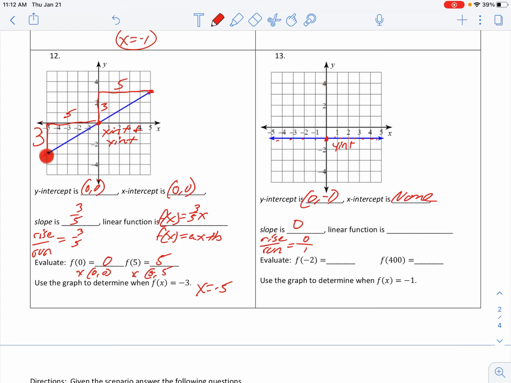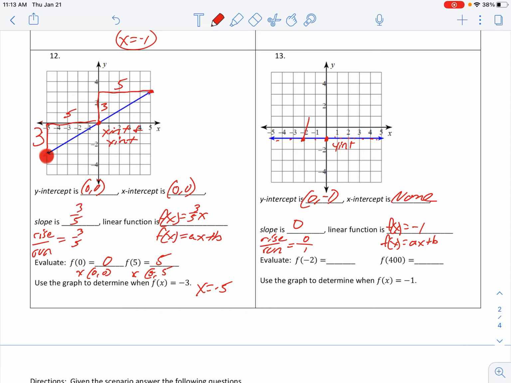The linear function, anytime it's horizontal, it's going to be just a constant. It's going to be just where the y-intercept is located. So in this case, because the slope was 0, the y-intercept was at -1, we're going to clean that up. 0 times anything is then just 0. And then 0 minus 1 is -1.